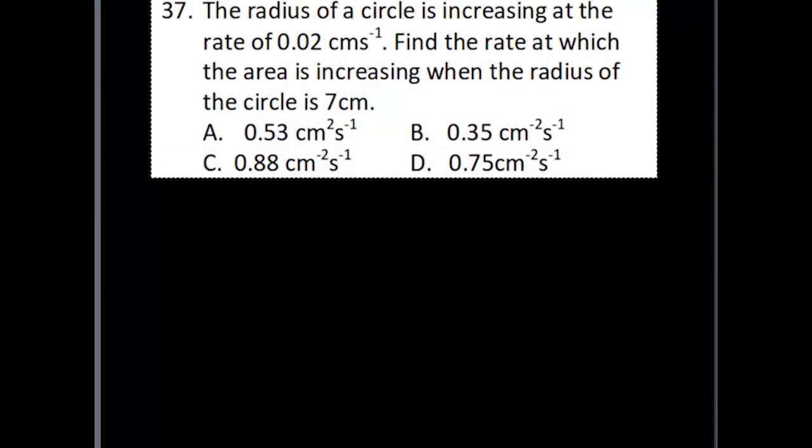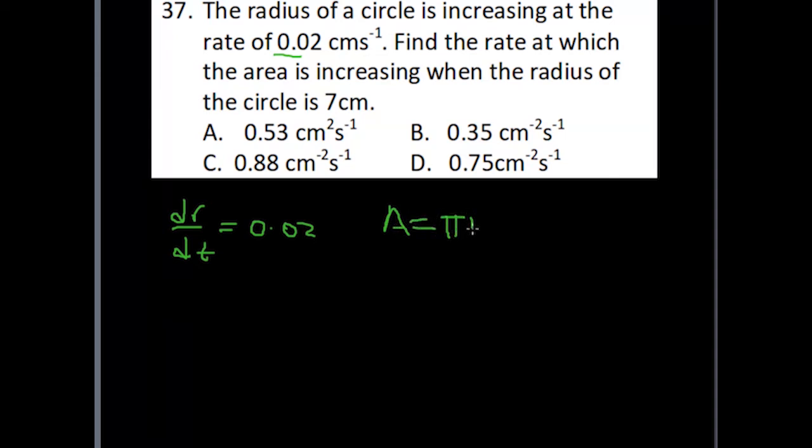The radius of a circle is increasing at the rate of 0.02 centimeter per second. Find the rate at which the area is increasing when the radius of the circle is 7. So the radius is increasing by this, which implies that dr dt equals 0.02, and from here we want to find the rate at which the area is increasing.